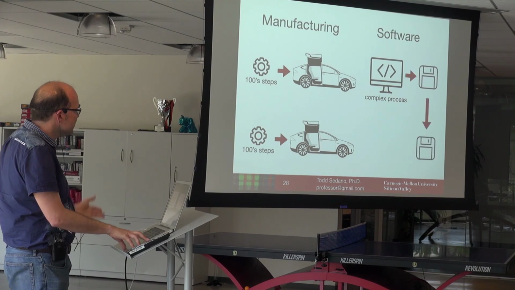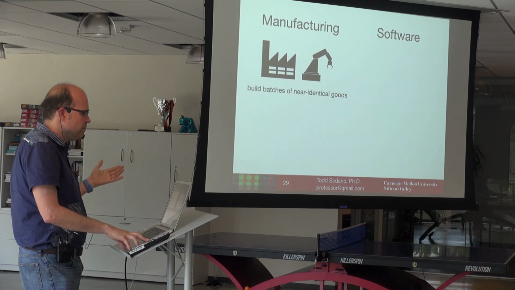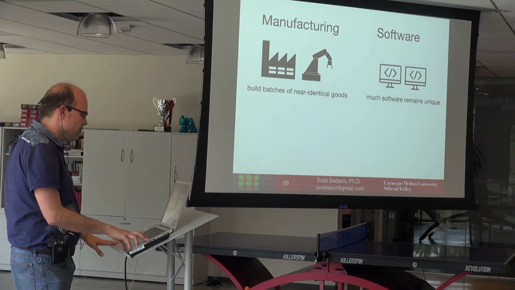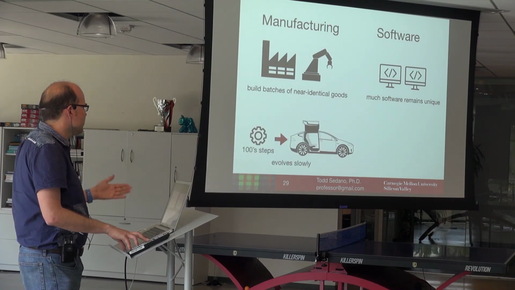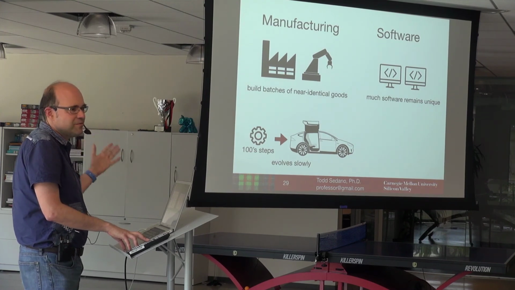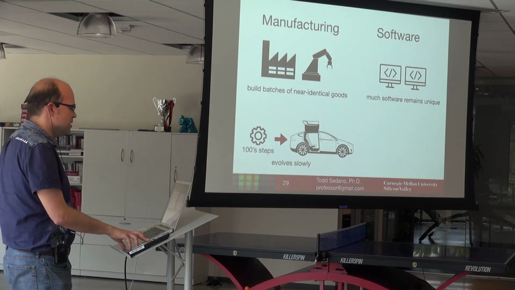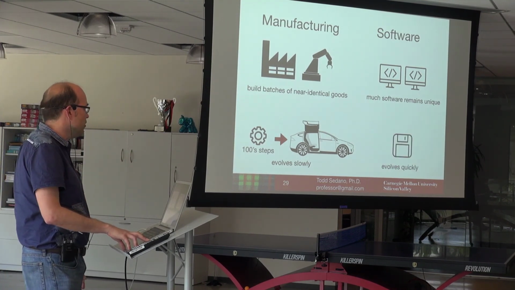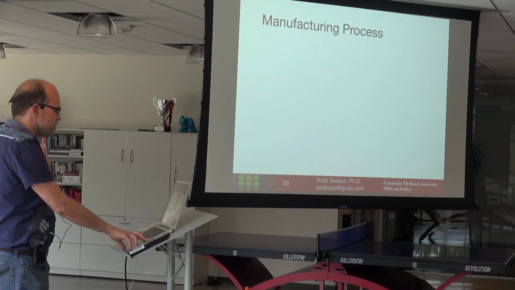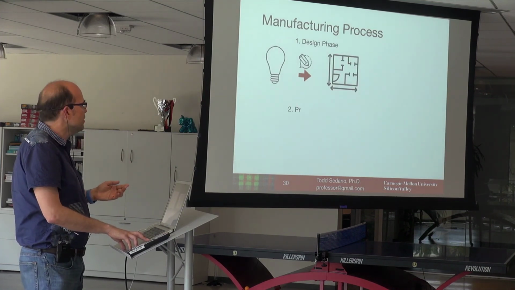In software, typically, it's very easy to duplicate the software. In manufacturing, often we're building batches of nearly identical goods. In software, much of it remains unique. And then the design of a car evolves very slowly. My Honda Odyssey that I bought 7 years ago looks a lot like the Honda Odyssey that you can buy today. The outer shell looks identical from my perspective, whereas software tends to evolve much more quickly. And then more troubling is this idea of the manufacturing process, that there's this design phase that we go through and figure out what it is that we're going to build, and then we manufacture it.